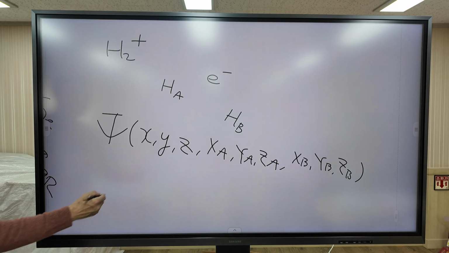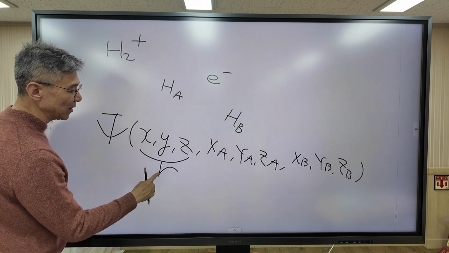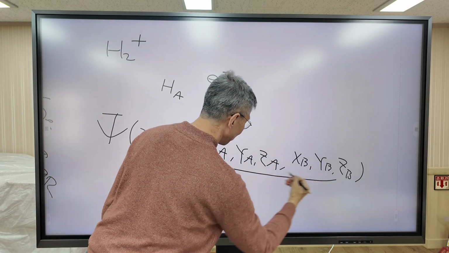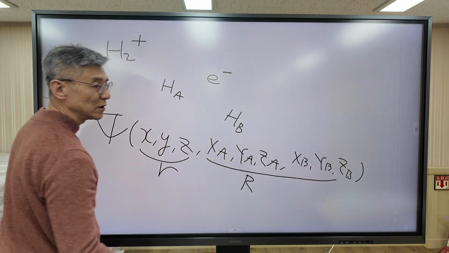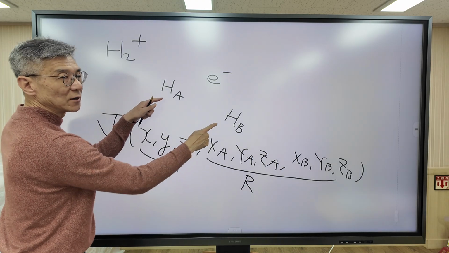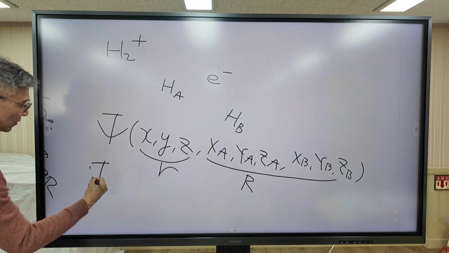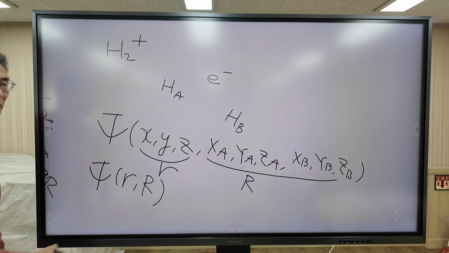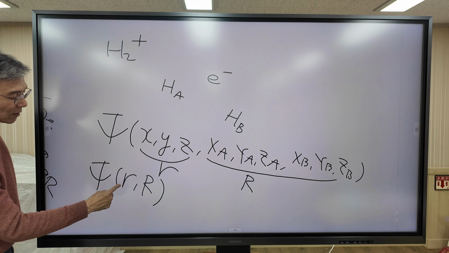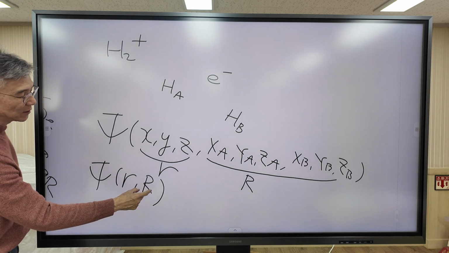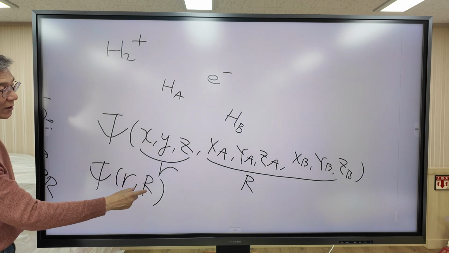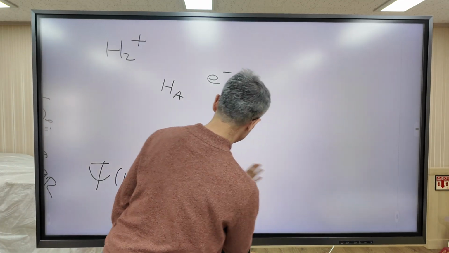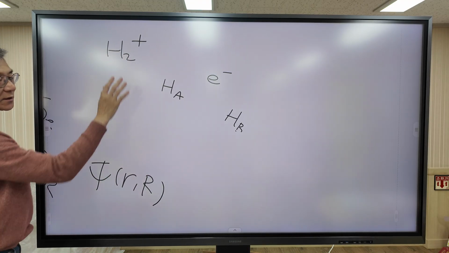For simplicity, I'm going to denote small r as representing the coordinate of the electron, and large R as representing the coordinates of the two nuclei. So for simplicity, I'm going to express psi as a function of small r and large R. The small r represents the coordinate of the electron. Large R represents the coordinates of the two nuclei. So this is the wave function for H2+.